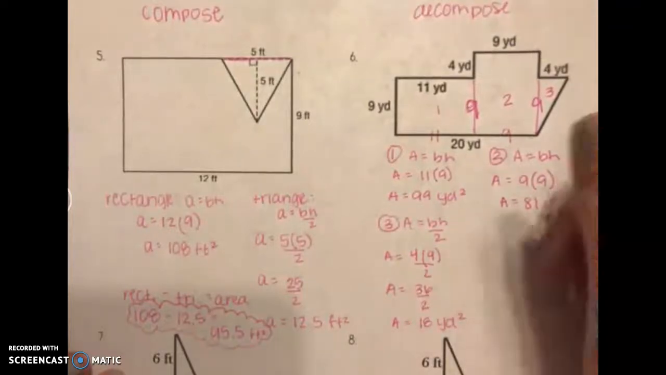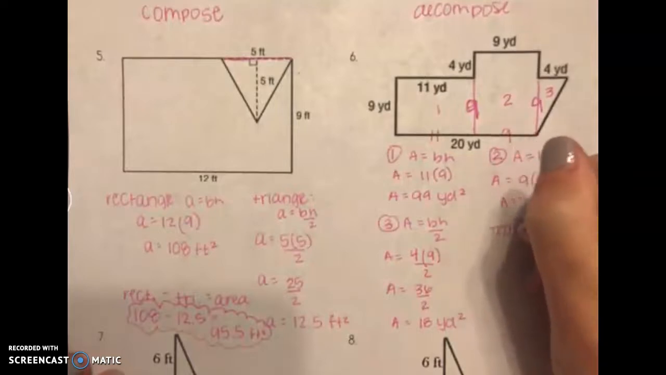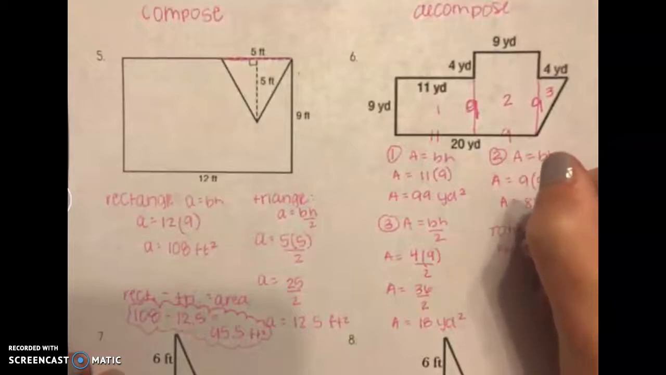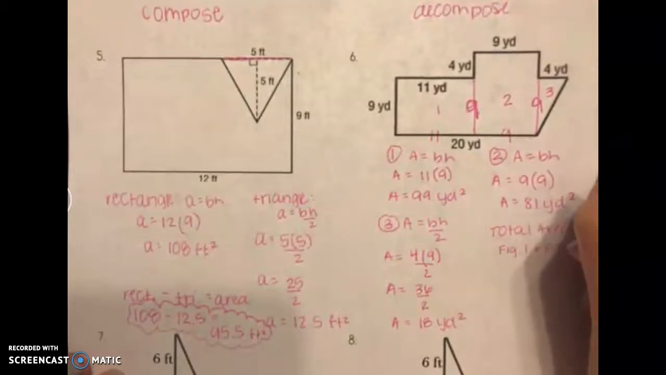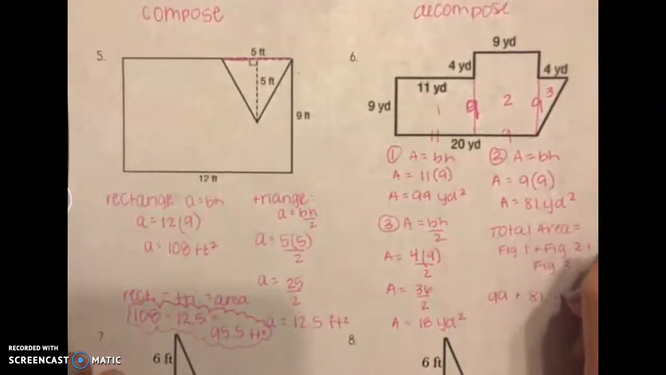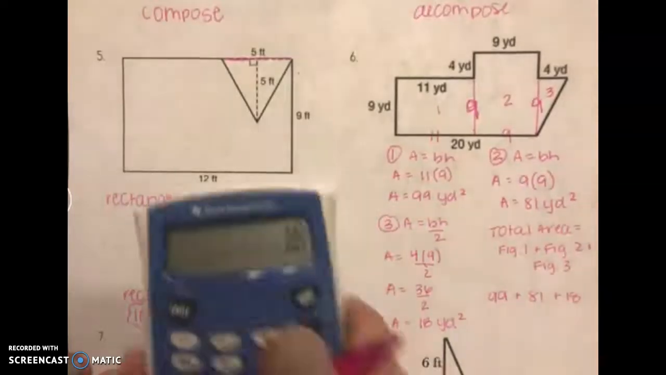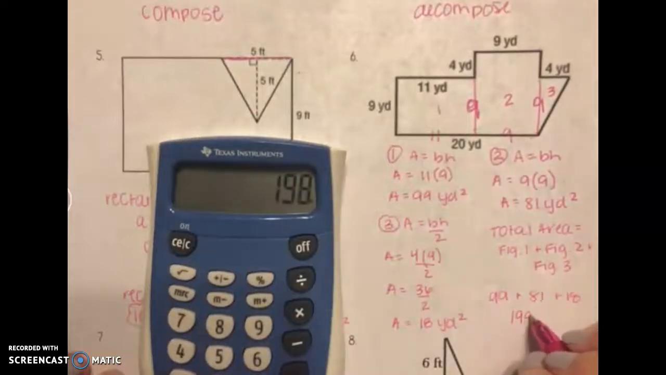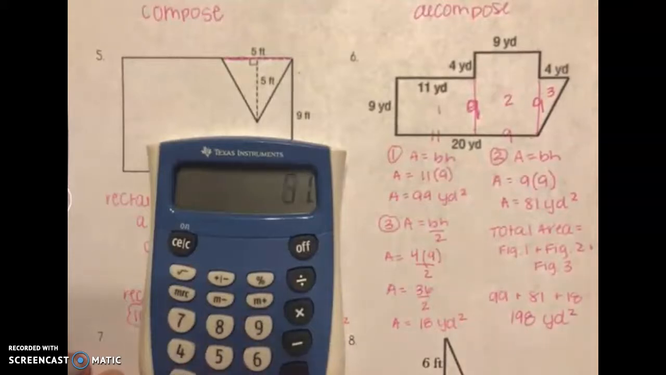Okay, so my total area equals figure 1 plus figure 2 plus figure 3. So I'm going to do 99 plus 81 plus 18. That's going to give me 198 yards squared. So 99 plus 81 is 180, plus 18 is 198 yards squared.